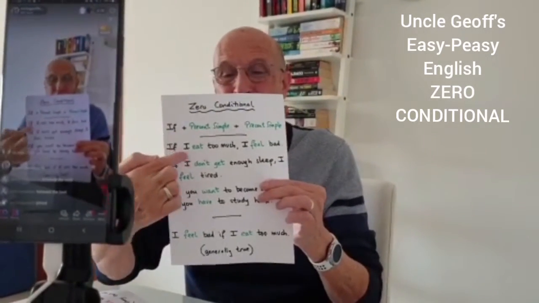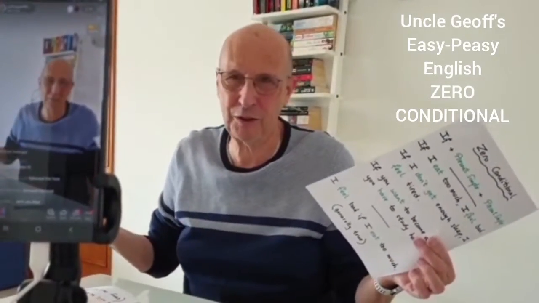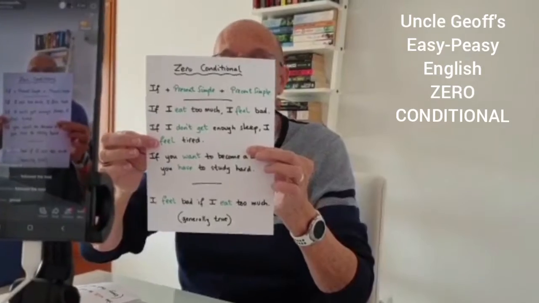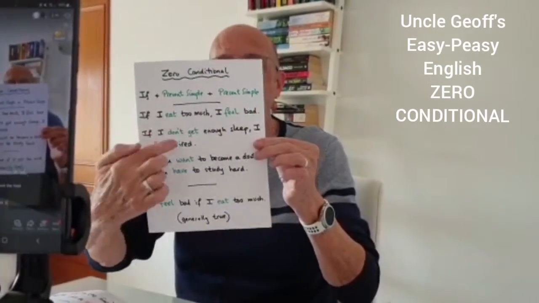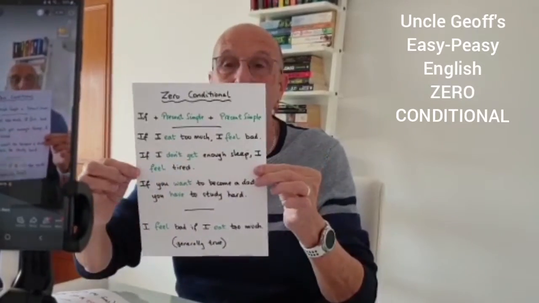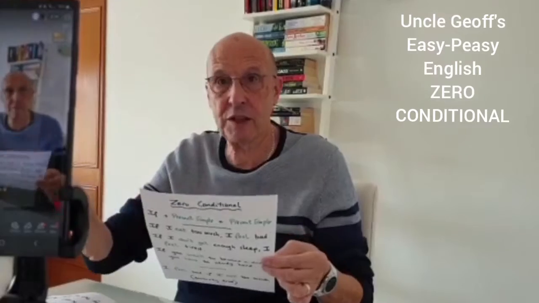For example, this sentence, if I eat too much, I feel bad. I get tummy ache. I don't feel so good. So if I eat too much, I feel bad. It's always true. If I don't get enough sleep, I feel tired. It's always true. It always happens every time.